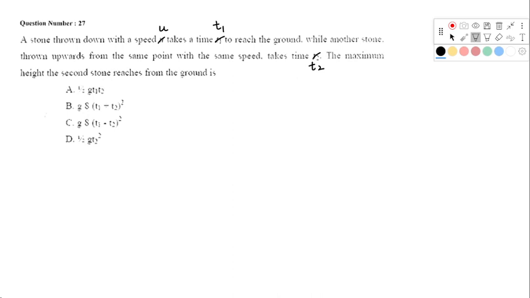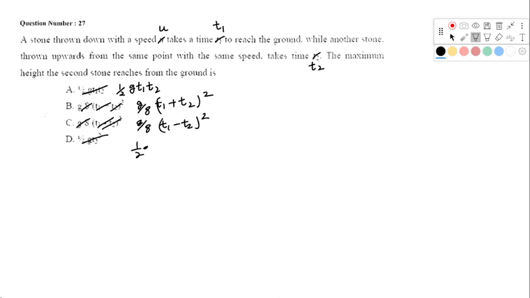Options are half g t1 t2. So the first option is half g t1 t2. Second option is g by 8 (t1 plus t2) whole square. Third option is g by 8 (t1 minus t2) whole square. And the fourth option is half g t2 square. So these are the four options.